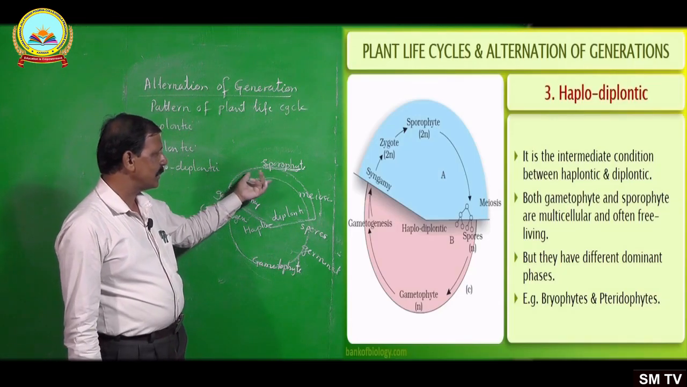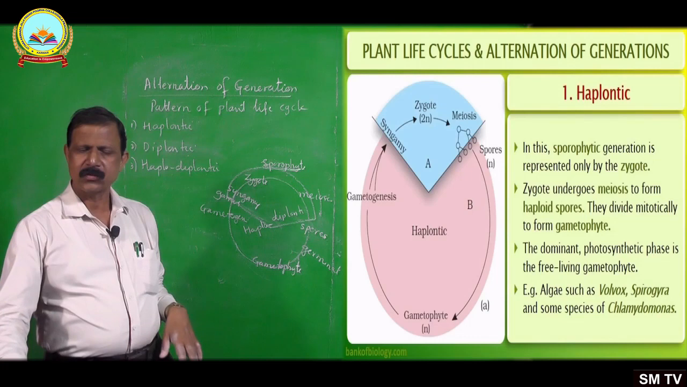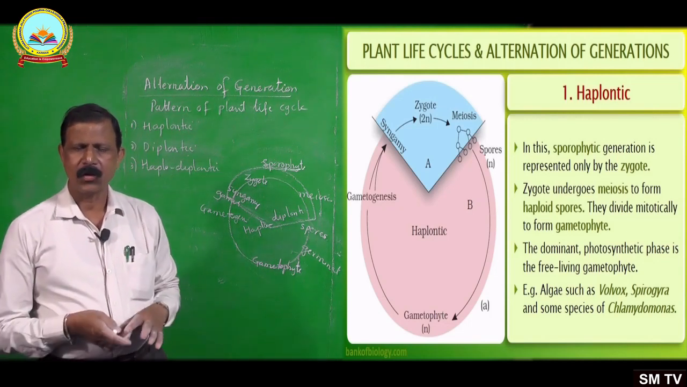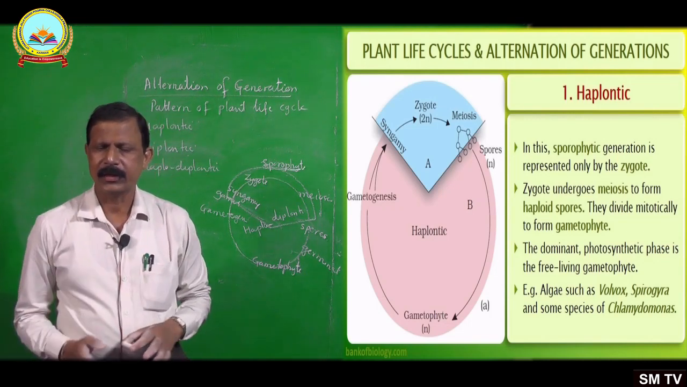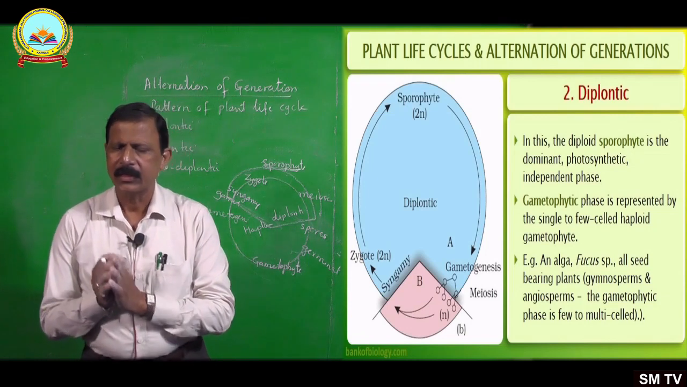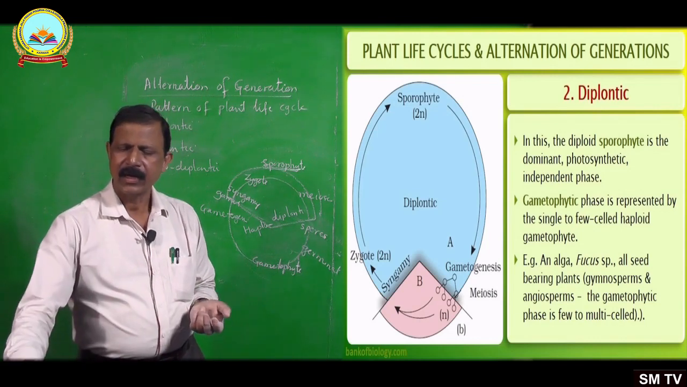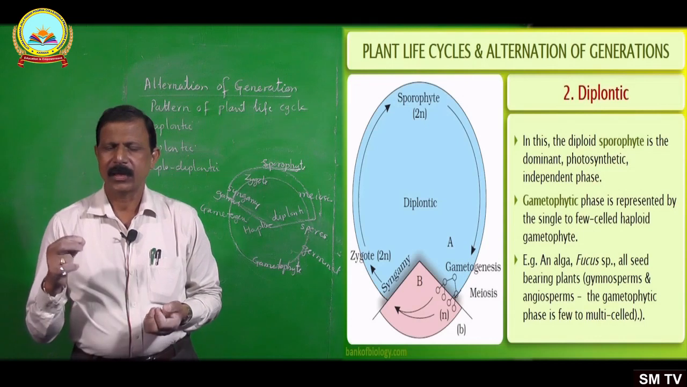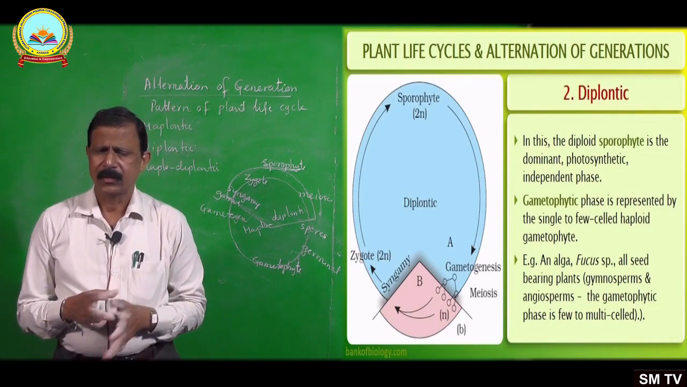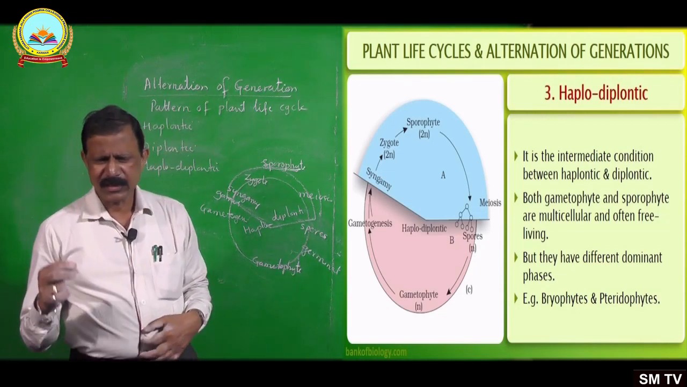Once again zygote formation takes place, and the zygote converts into the sporophyte, and this sporophyte again undergoes meiosis. So the repetition takes place like this. This is the haplontic process, in which the haploid stage is dominant, and the best examples are algae, such as Chlamydomonas and Spirogyra. In the diplontic phase the gametophyte is a very small stage and the sporophyte is a very big stage, and most gymnosperms, angiosperms and some algae show the same.